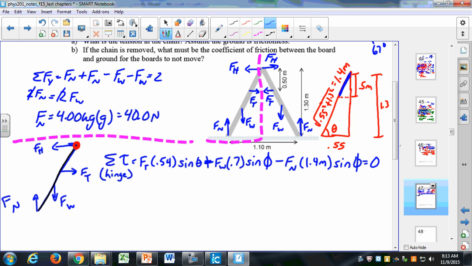And here I have Fw. Fw is this force. 0.7 is the distance from here to here. We found that this total distance was 1.4 meters, so it's going to be half that because the weight is at the center of mass. And then the sine of phi is this angle right here. So if I know this angle is 67 degrees, this angle is going to be 90 minus that. So the angle phi, where theta is 67, will be 90 minus 67, which is 23 degrees.